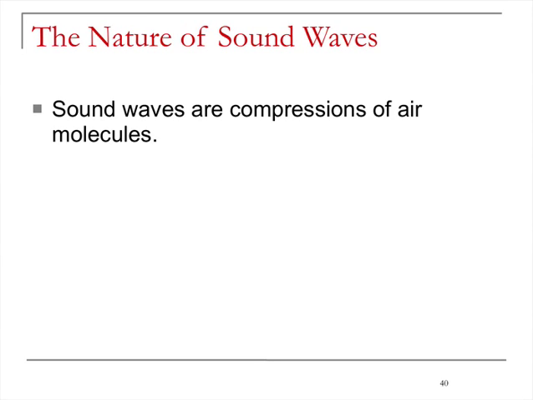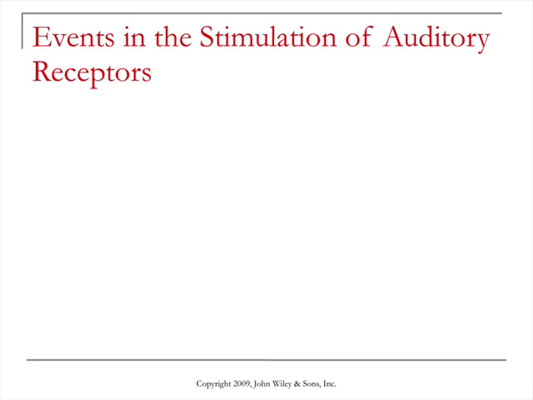Let's talk about sound waves and how the ear converts sound waves into impulses that our brain can interpret. Sound waves are compressions of air molecules. And so as you hear someone talking, what is happening is that the air molecules are being compressed and then are moving through the ear canal to the tympanic membrane, the eardrum.